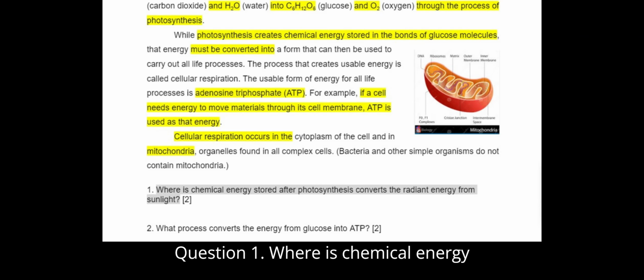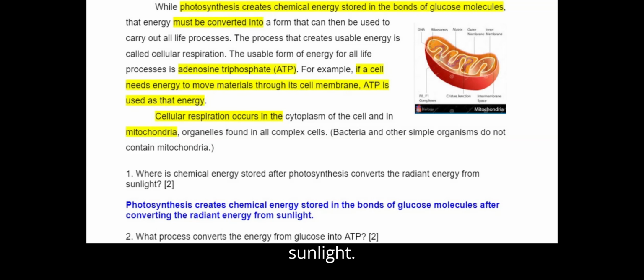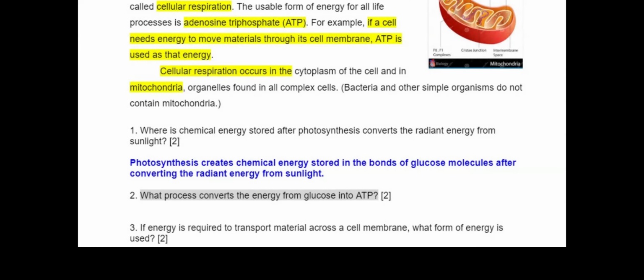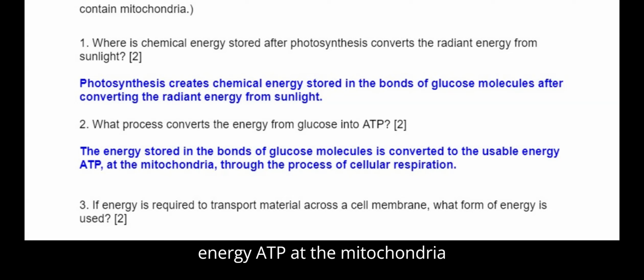Question 1. Where is chemical energy stored after photosynthesis converts the radiant energy from sunlight? Photosynthesis creates chemical energy stored in the bonds of glucose molecules after converting the radiant energy from sunlight. Question 2. What process converts the energy from glucose into ATP? The energy stored in the bonds of glucose molecules is converted to the usable energy ATP at the mitochondria through the process of cellular respiration.